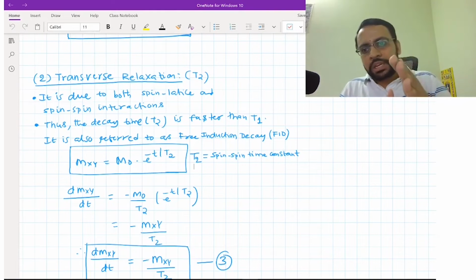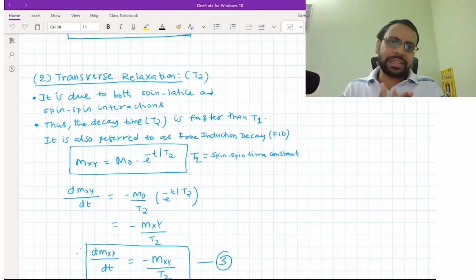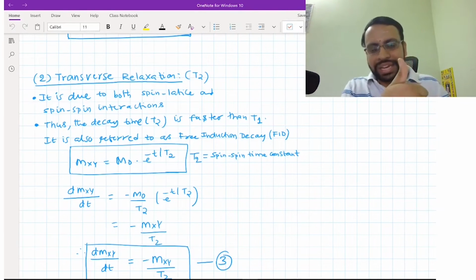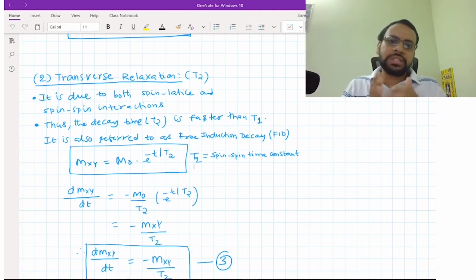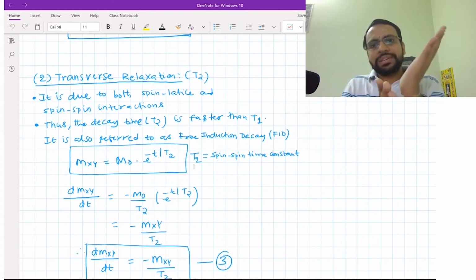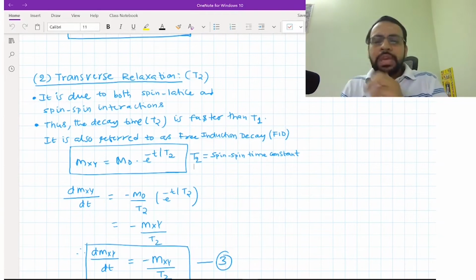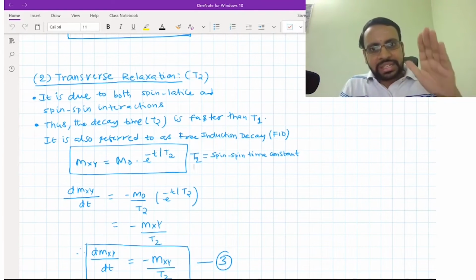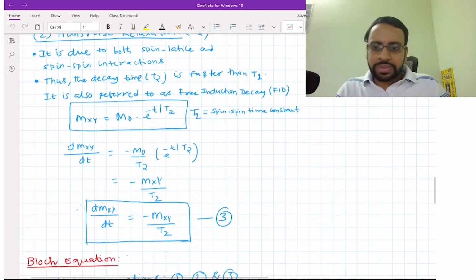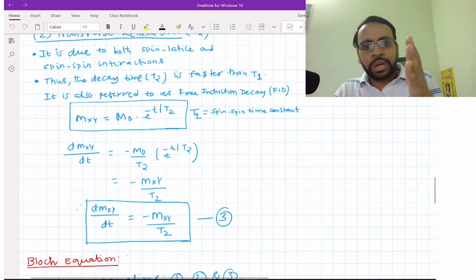Although the effects of spin-lattice interactions are there, bringing them into a low energy state and aligning them more into the z direction, the spin-spin interactions are also there. In other words, the dephasing of the magnetic fields of these dipoles makes the magnetic field in the xy plane decay faster than the regaining of magnetic field in the z direction. So that's why it is written as Mxy equal to M naught times exponential of minus t over T2.